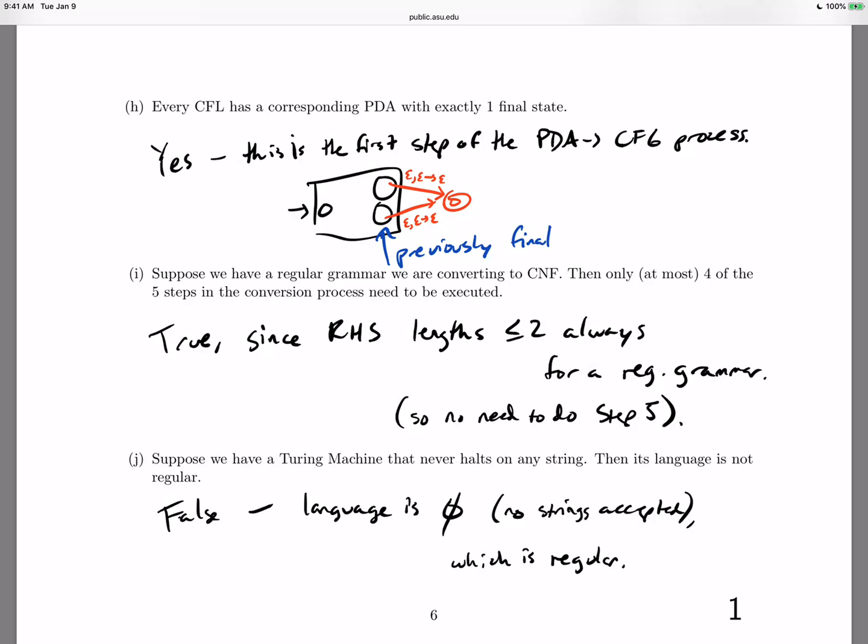Yeah. What if we give the language as empty string instead of empty set? Well, it doesn't accept the empty string, so therefore it's not the right language. Other questions?